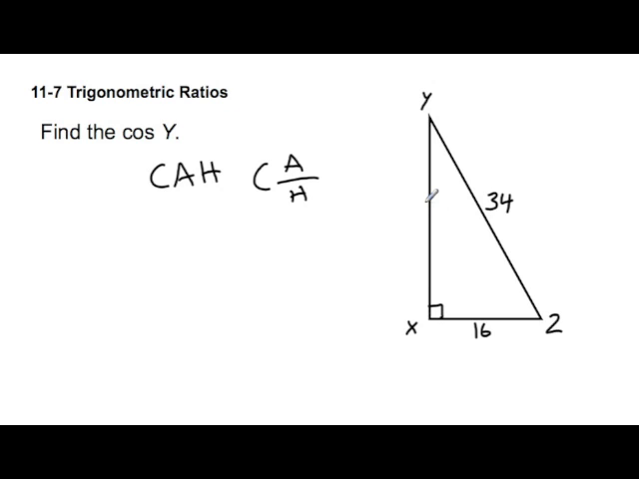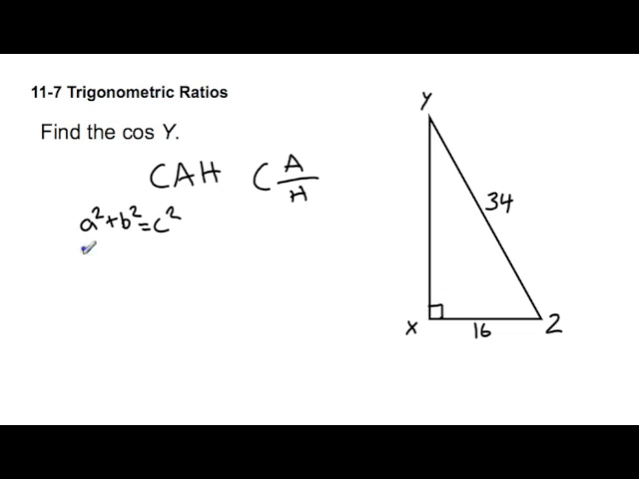The problem is there's no measurement for the adjacent leg. We know what the opposite leg is, and we know what the hypotenuse is, but there's no adjacent leg. And in order to do cosine, we need to know what the adjacent leg is. So good news is we know how to find the leg. All we have to do is use the Pythagorean Theorem. Remember that the Pythagorean Theorem is a squared plus b squared equals c squared. So a and b are both legs. C is obviously the hypotenuse.